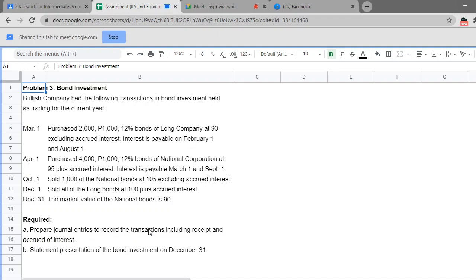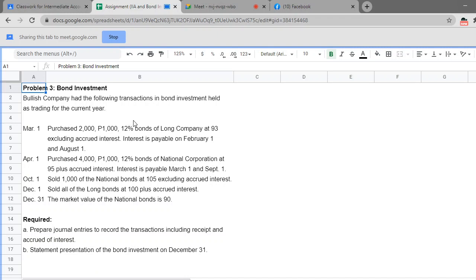Prepare journal entries to record the transactions, including receipt and accrued of interest. Receipt, pasabot na kadawat ta. Accrued, kanang panahon nga gigunita na nato, pero pagihapon siya nag-release, maybe because naabta na og cut-off. And cut-off, December 31, unless the problem states otherwise. And then we prepare statement presentation of the bond investment.